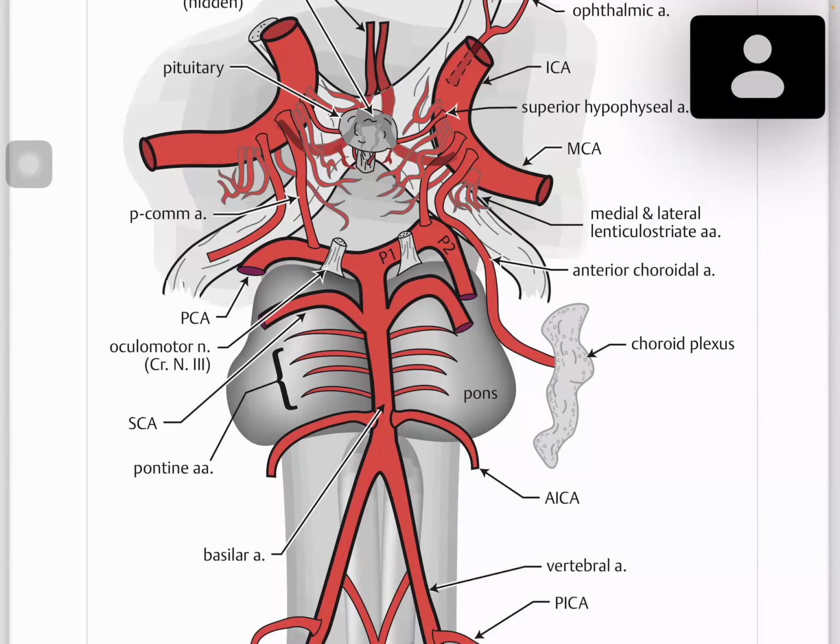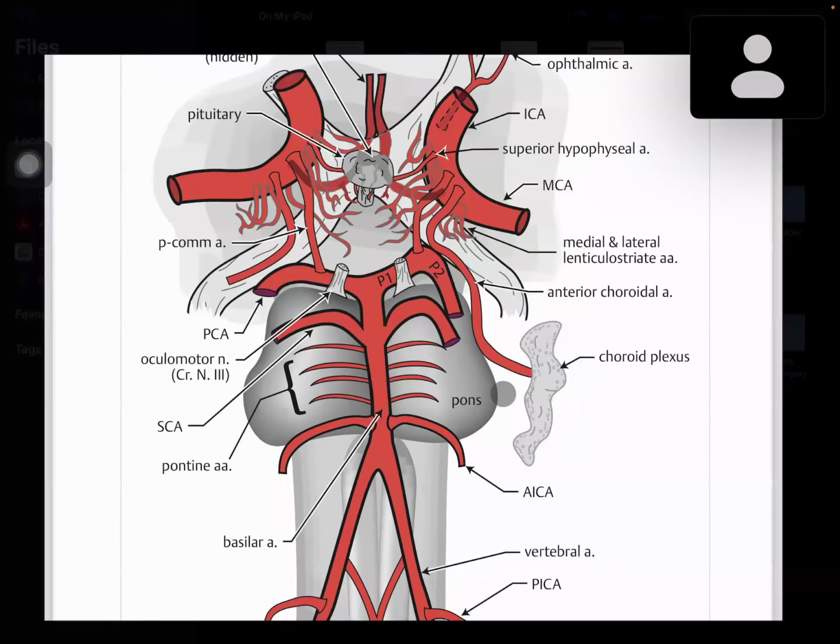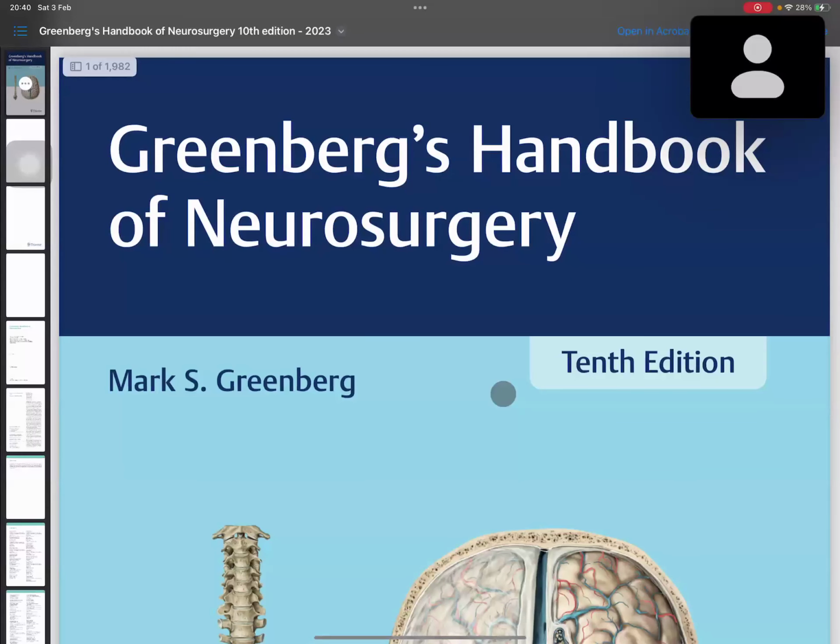Here we don't have a full image, unfortunately. Oh my God, I'm sorry about that.